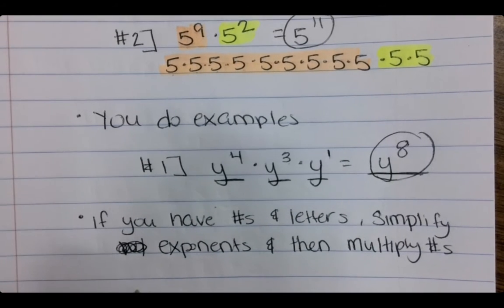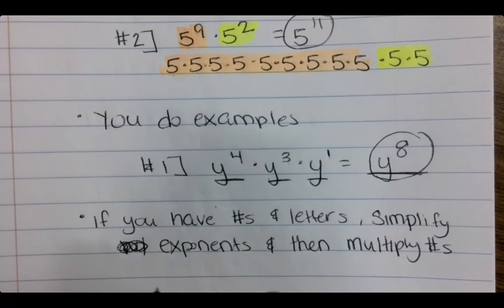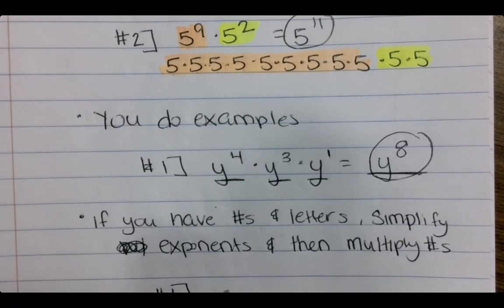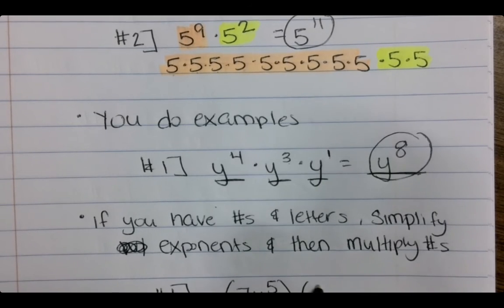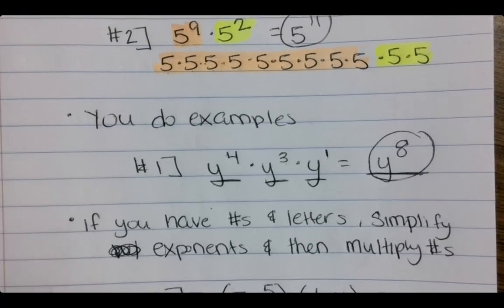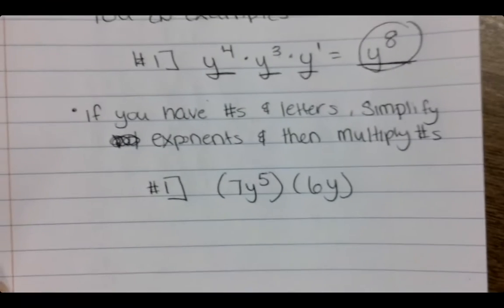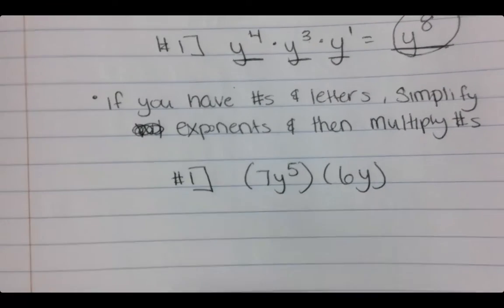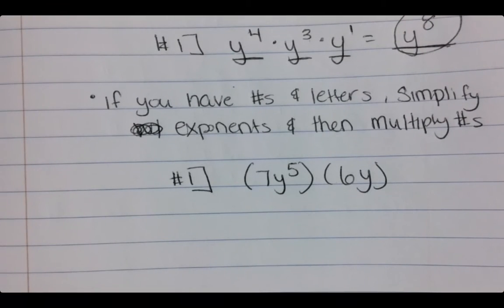So what I mean by that is if I have something like 7y to the 5th times 6y. 7y to the 5th is in parentheses, and then 6y is in another set of parentheses.